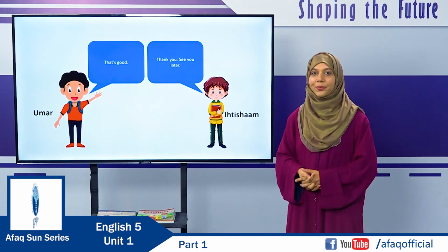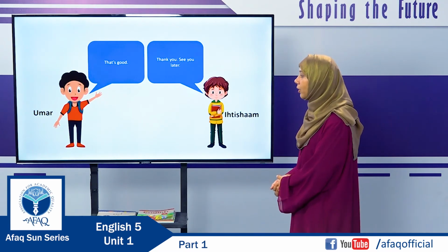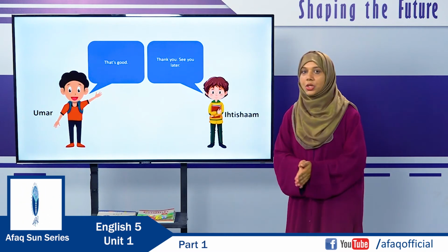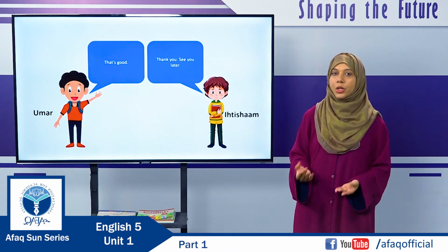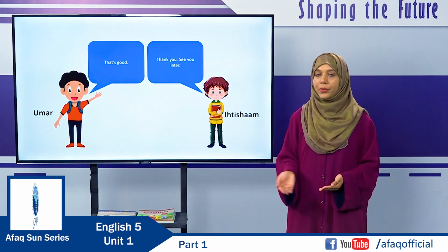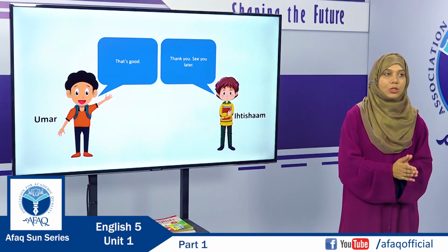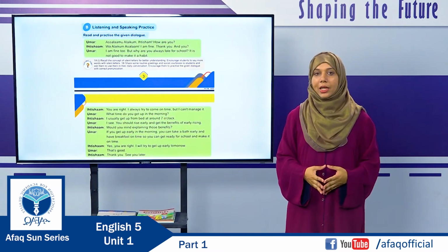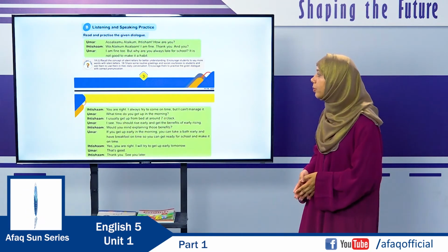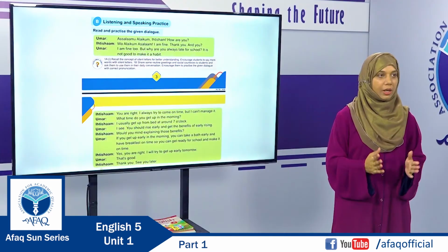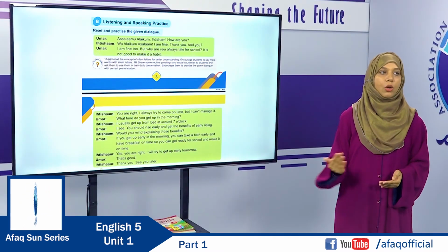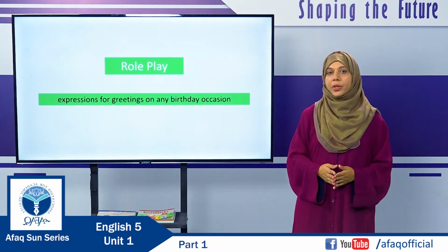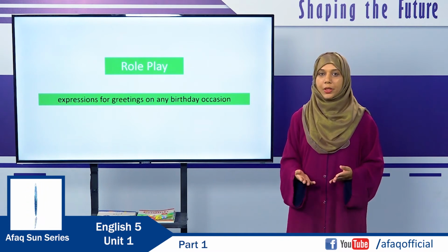See you later. So, in this dialogue, there are two friends, Umar and Ihtisham, and they are talking about the importance of coming to school in time. I hope that all of you are punctual and you always reach the school in time. This dialogue has been provided on textbook page number 3 and 4. I want you to practice this dialogue in pairs. I hope that you have read the dialogue in pairs.